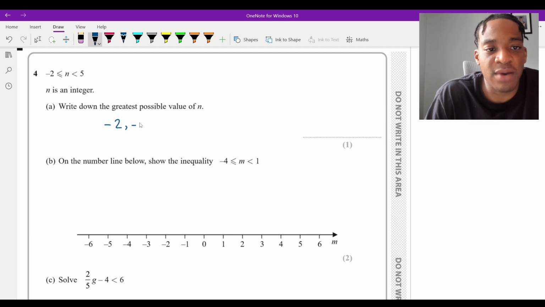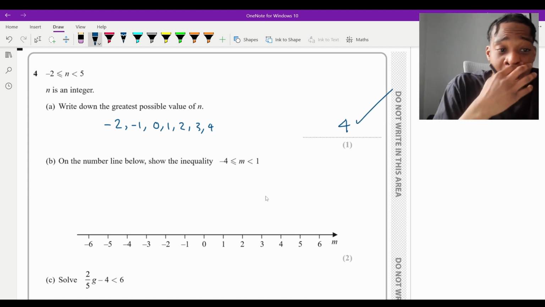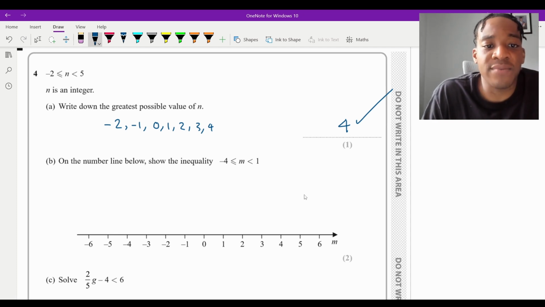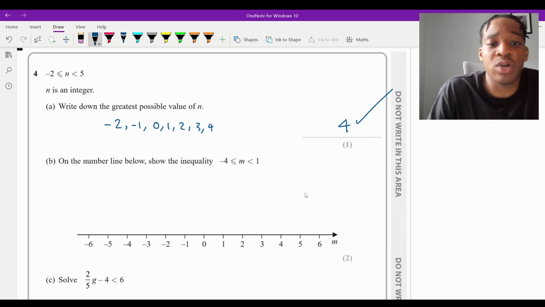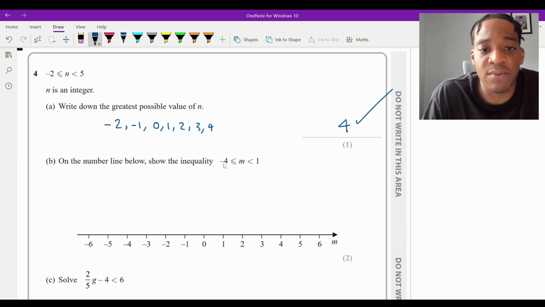-2 would be included, then -1, then 0, then 1, then 2, then 3, then 4. Now, 5 isn't included because there's no line underneath. So we can't include the 5. So therefore, the greatest possible value of n would be 4. That's it.